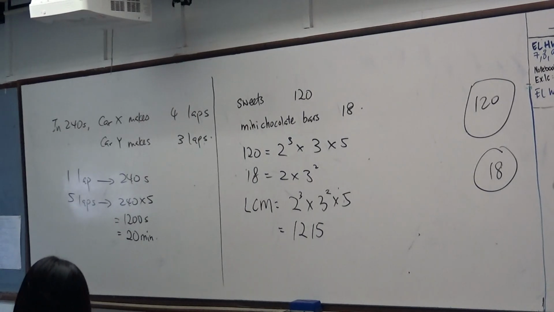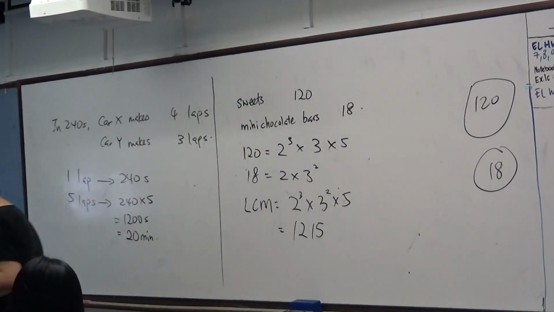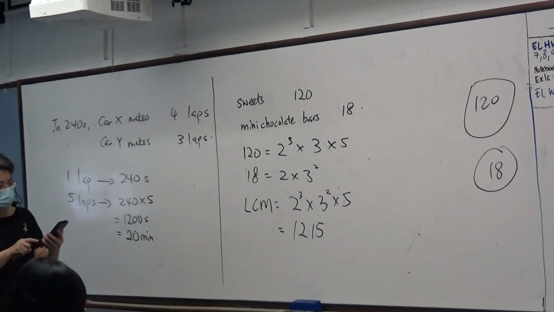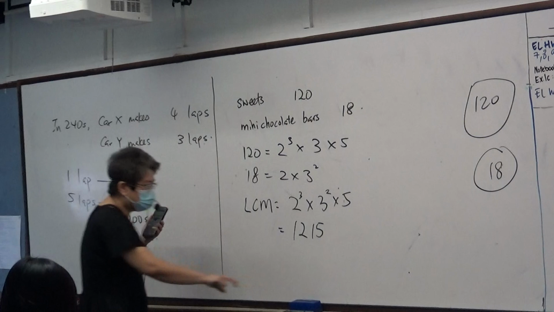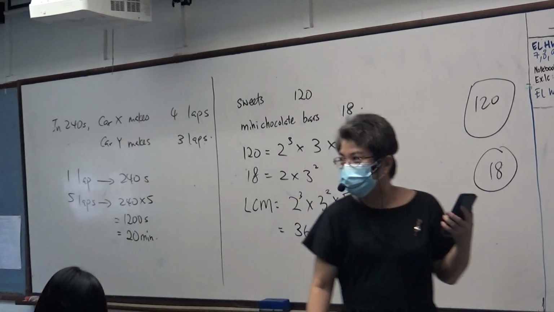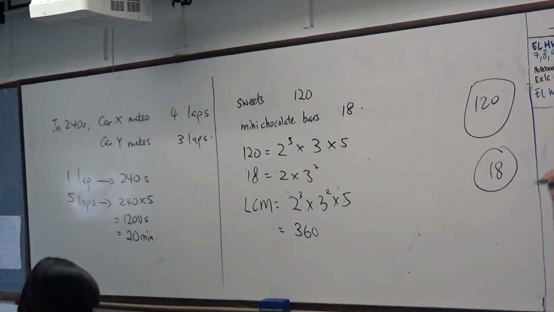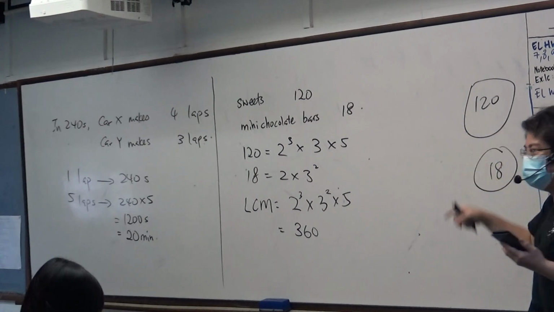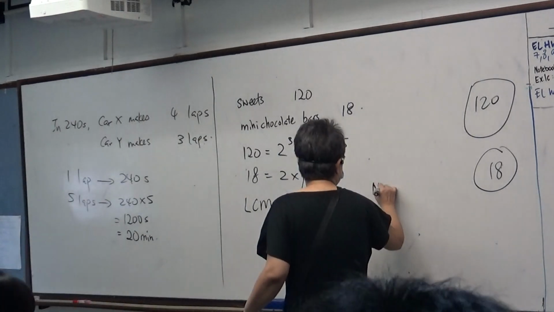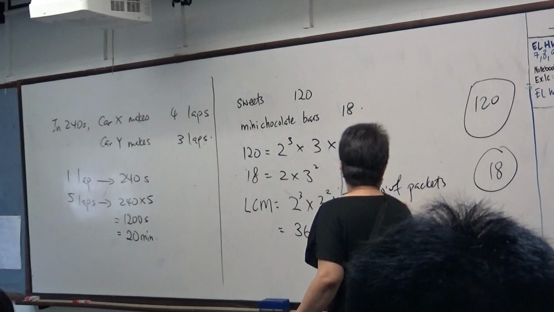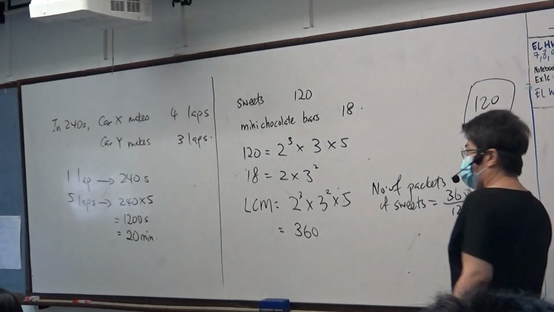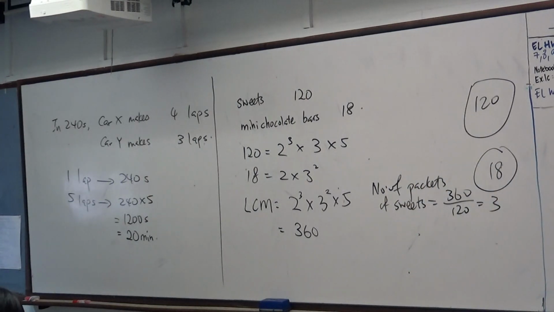Is this correct? Is this 1215? Let me calculate out. I want to double check. 360, right? Aiyo, how can it be so much? 360, right? That means how many packets of sweets must you buy? We get 360. Number of packets of sweets will be 360 divided by 120. Answer 3, right? You must buy 3 packets, then you get 360.